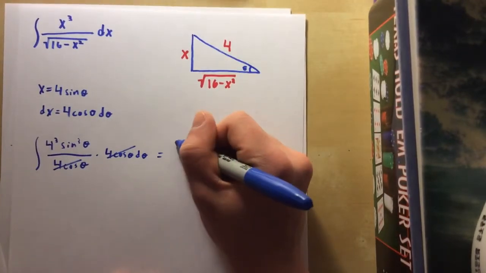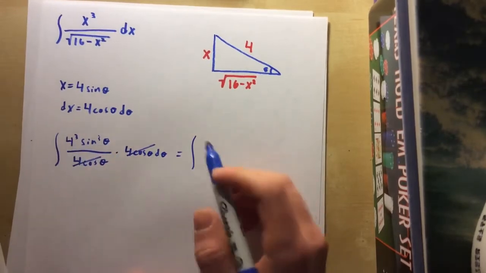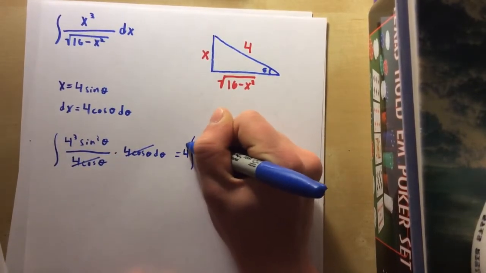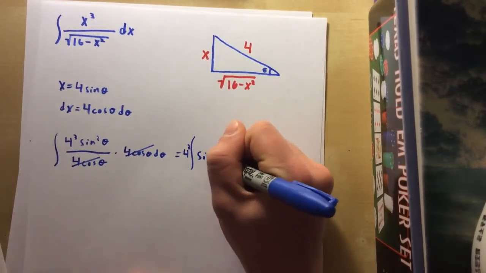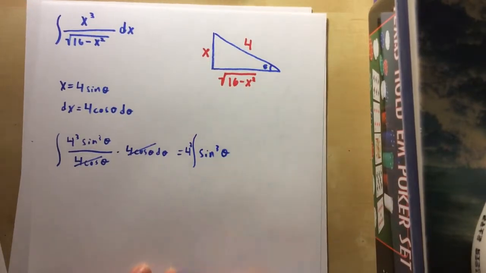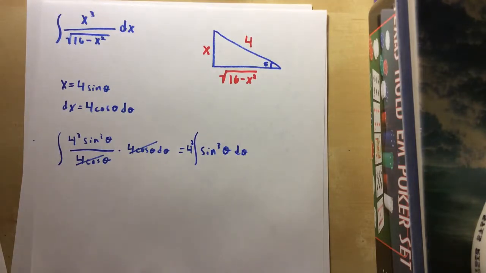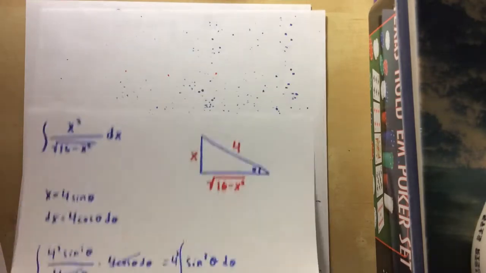So let's rewrite that, and we're going to take this constant outside, so we have 4 cubed times the integral of sine cubed of theta. In the last video, the integral turned out pretty nice, and in this video it doesn't. And many times it's not going to turn out pretty nice. So let's figure out how we can integrate sine cubed theta.